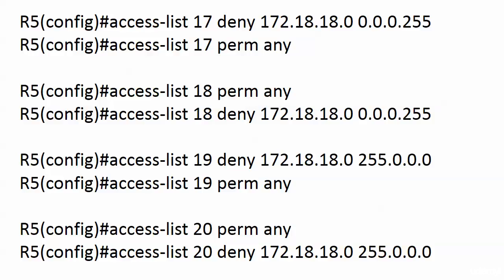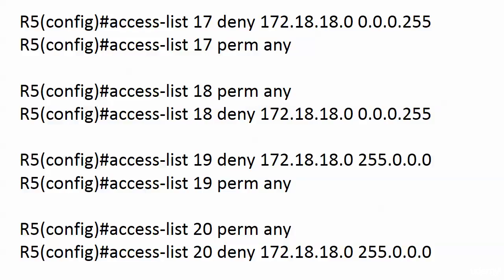Going from top to bottom, I'm kind of spoiling the surprise because the top one is the correct one. We've got access list 17, deny 172.18.18.0, then a wildcard mask, which is saying it must match on the first three octets exactly, 172.18.18, and then the last octet we don't care about, because the wildcard mask is set to 0.0.0.255. The entire fourth octet is set to ones.